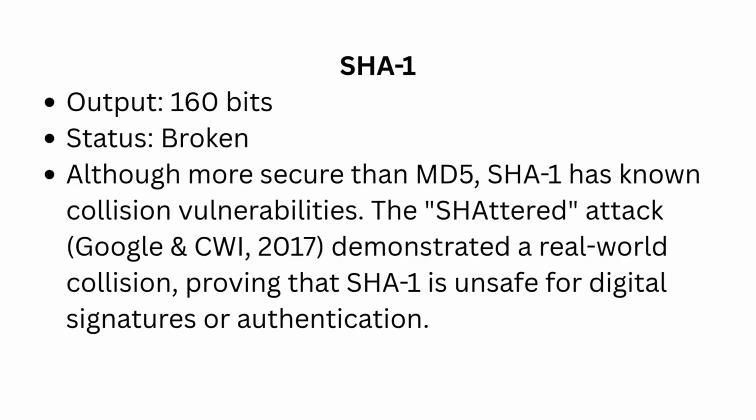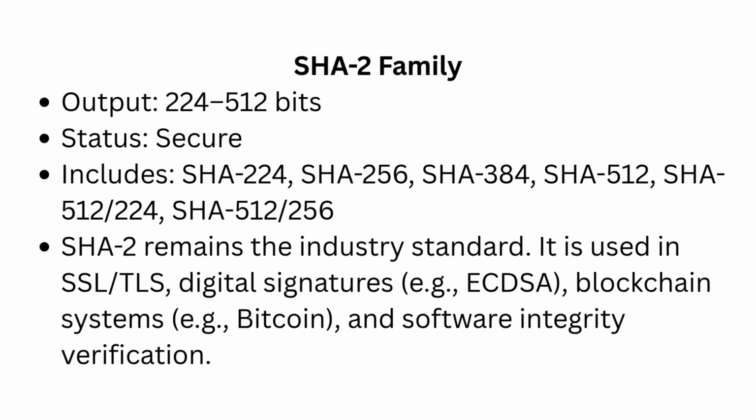SHA-1. Output: 160 bits. Status: Broken. Although more secure than MD5, SHA-1 has known collision vulnerabilities. The Shattered attack, Google and CWI, 2017, demonstrated a real-world collision, proving that SHA-1 is unsafe for digital signatures or authentication. SHA-2 family. Output: 224 to 512 bits.